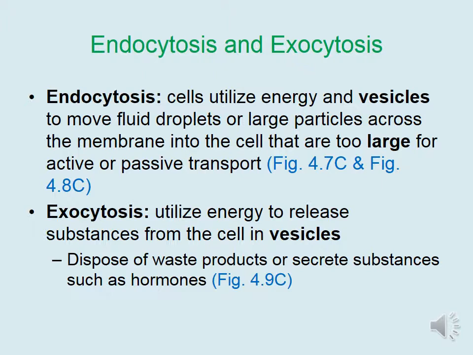There are two other mechanisms of transport that require energy by the cell to move materials into or out of the cell. These are endo- and exocytosis. Endo as a prefix means internal or inside, and cyto means cell. So you can think endo, enter, or entering the cell. In this case, cells utilize energy, along with vesicles, to move fluid droplets or large particles across the membrane into the cell that are too large for active or passive transport.